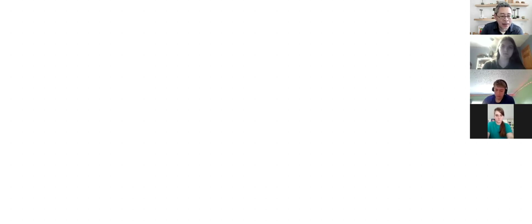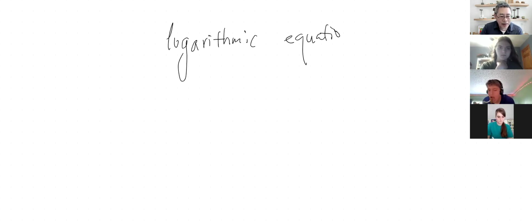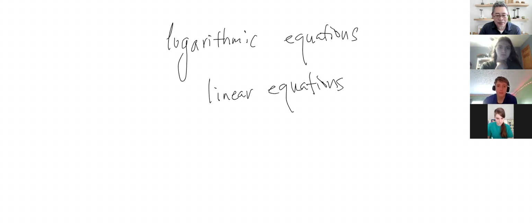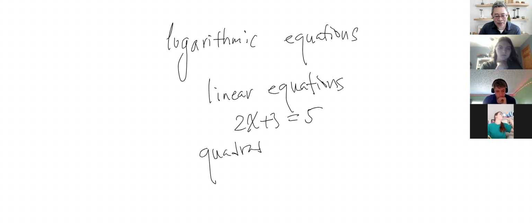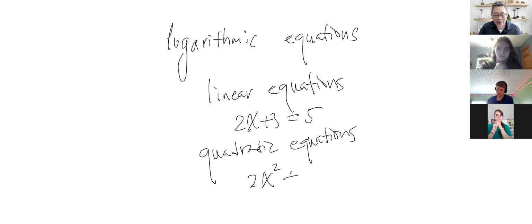So today we're going to be looking at something called logarithmic equations. So far we have learned linear equations, when you have something like, say, 2x + 3 = 5, or quadratic equations. Quadratic equations have the quadratic term, which is x squared. So it could have, say, 2x² + 3x + 1 = 0.